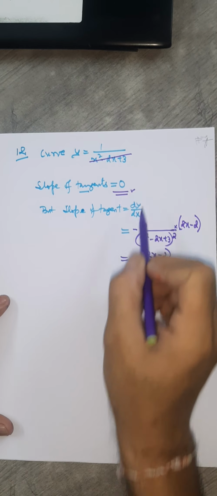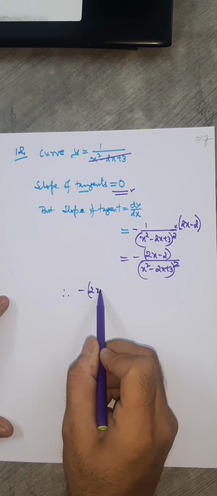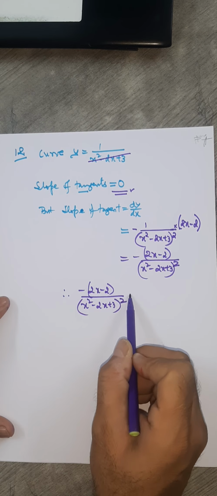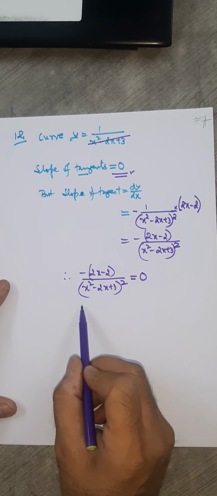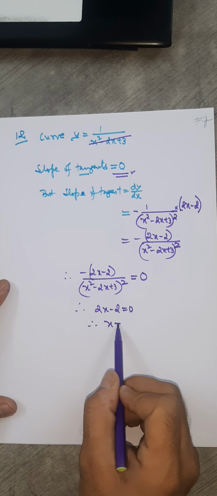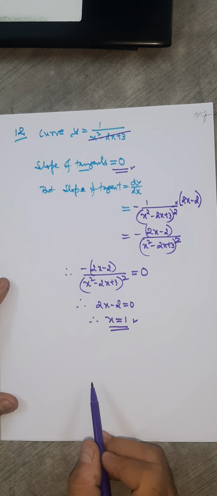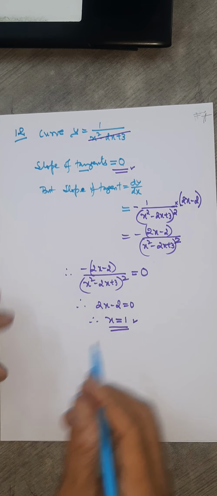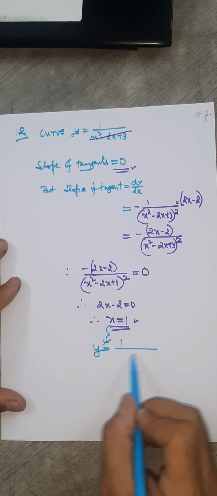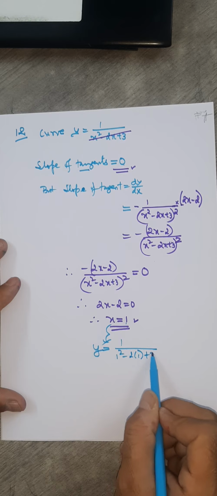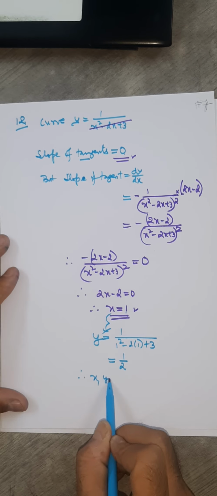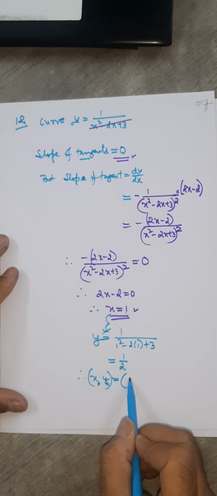Now we are just going to put this equal to 0. So minus 2 into (2x minus 2) upon (x squared minus 2x plus 3) the whole square equals 0. So you will get x from this. 2x minus 2 equals 0, so x equals 1. This is, as I have mentioned a number of times, x0 indirectly. How do we get the y? Put x equals 1 in the given function. So 1 squared minus 2 into 1 plus 3, so it would be half. Therefore the point x comma y, indirectly x0 y0, is 1 comma 1 by 2.